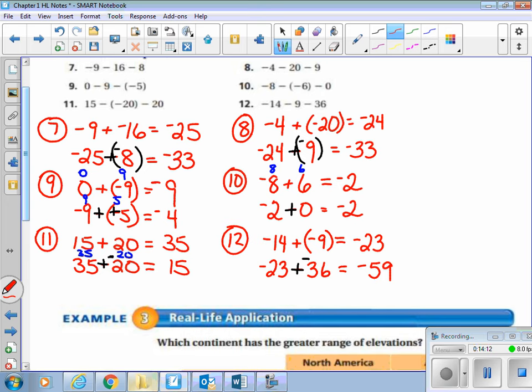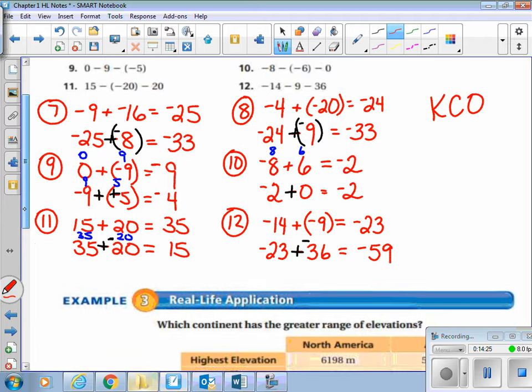All right, constantly thinking to ourselves, keep, change, opposite. And then you're following those addition rules. Are your signs the same? Add them and keep the sign. Or are your signs different? Find the difference and take the sign of the higher absolute value.